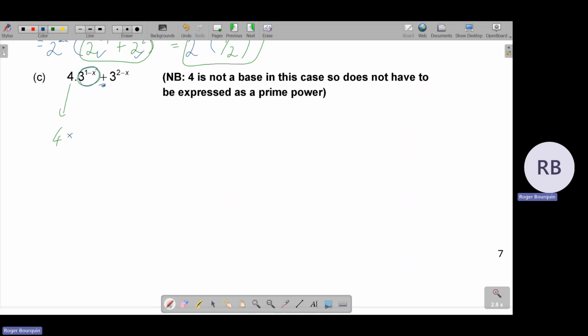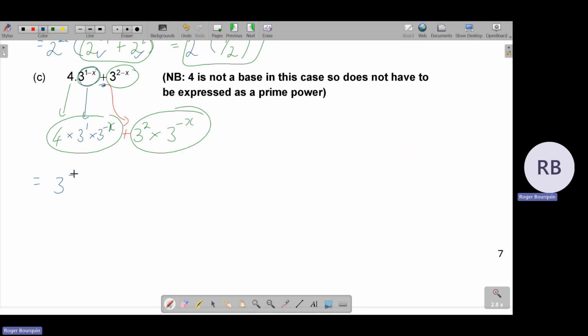So 3 to the 1 minus x is going to be written as 3 to the 1 times 3 to the minus x. Then I've got a plus sign over here, and then 3 to the 2 minus x, I'm going to rewrite as 3 squared times 3 to the minus x. This should have been 4 times 3 to the 1 times 3 to the minus x, plus 3 squared times 3 to the minus x. Now you've got two terms in this expression. You're really interested in taking out the power which has a variable that's an exponent, which in this case is 3 to the negative x.